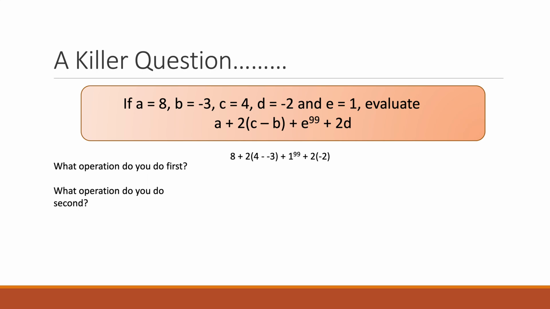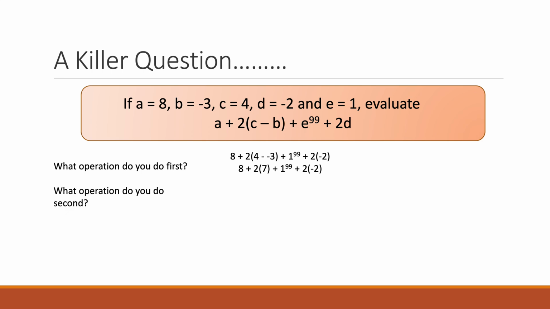All right, so the first step that we have to do is substitute all the values for the corresponding letters, or corresponding variables, however you want to say it. Next up, we do that first operation, which is 4 minus -3, which is 7.